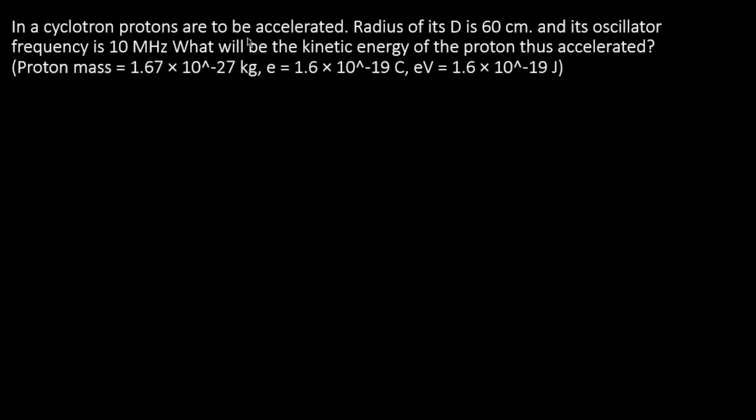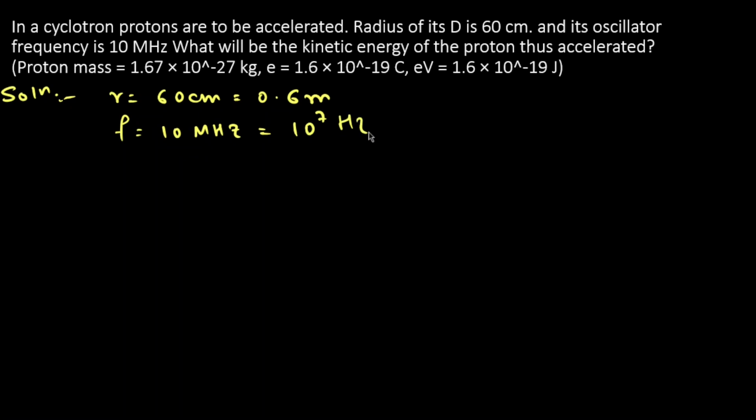In a cyclotron, protons are to be accelerated. Radius of its D is 60 centimeter and its oscillating frequency is 10 megahertz. What will be the kinetic energy of the proton? So solution, radius is given to us as 60 centimeter, which is 0.6 meter, and the frequency of oscillation is 10 megahertz. So 1 megahertz is 10 raised to 6 hertz, so this frequency can be written as 10 raised to 7 hertz. We need to calculate the kinetic energy.